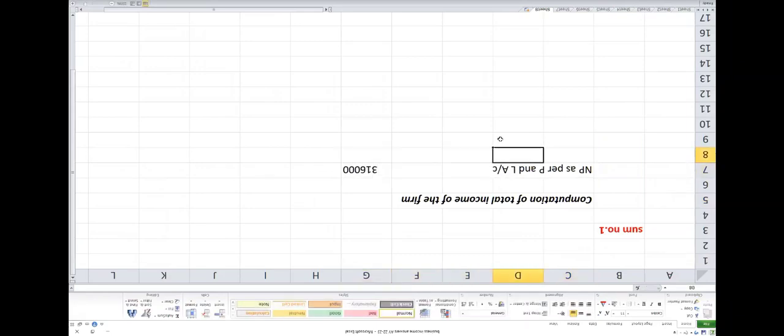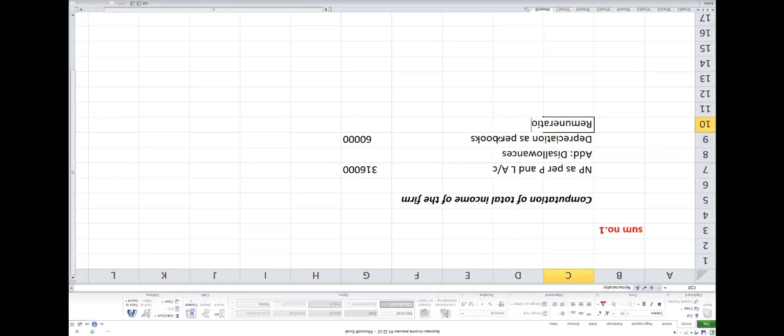Add expenses that are not fully allowed. What expenses are there? Depreciation of 60,000, which the books have debited. Next, partner remuneration. What is the total? A plus B, 7 lakhs, paid to X and Y. I am putting the total of both, which is the actual remuneration.